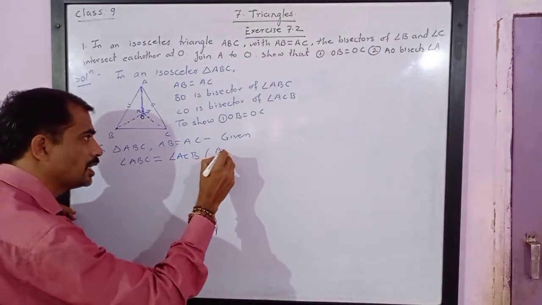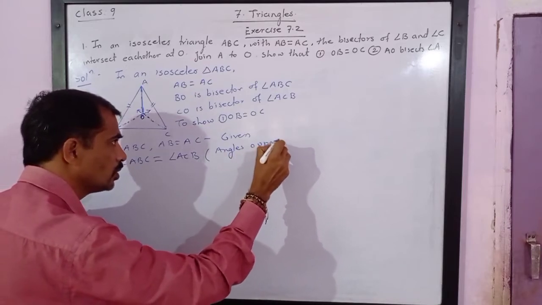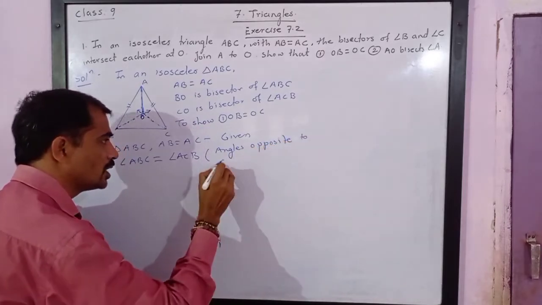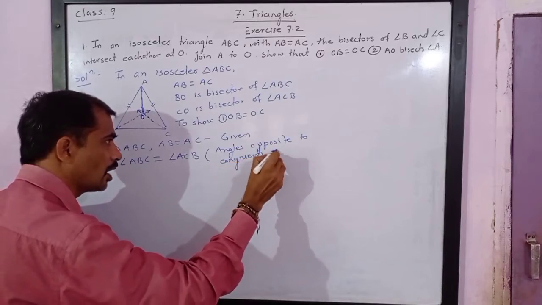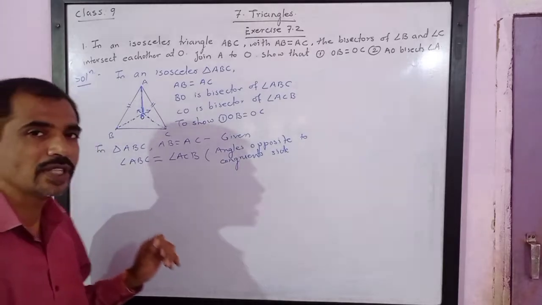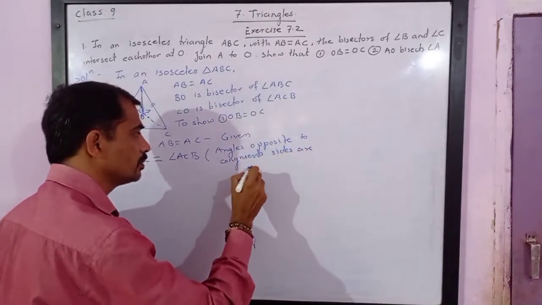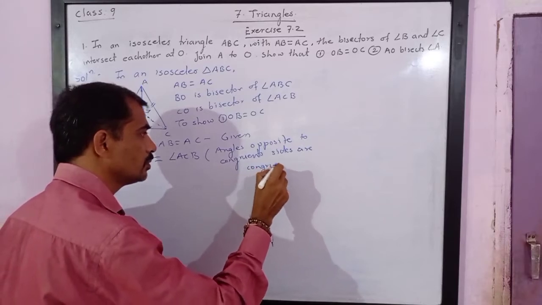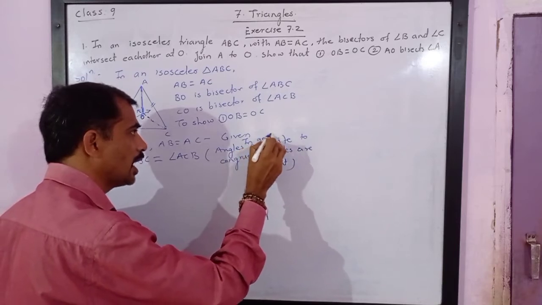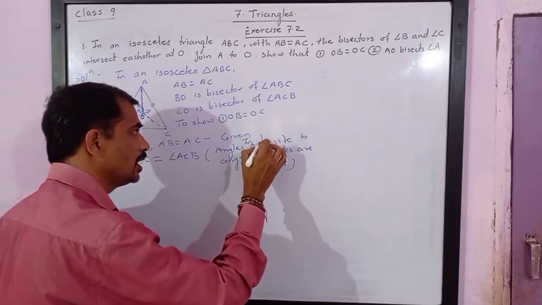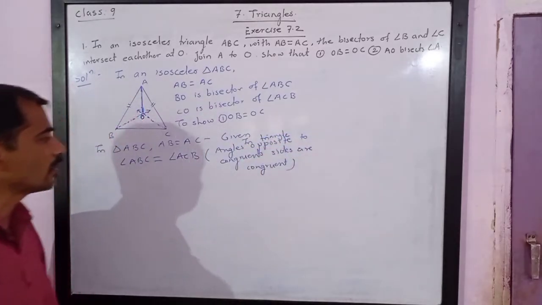Reason is angles opposite to congruent sides are congruent. This is what we have studied in the isosceles triangle theorem. This is always true within a triangle. So in a triangle, we can say angles opposite to congruent sides are congruent.